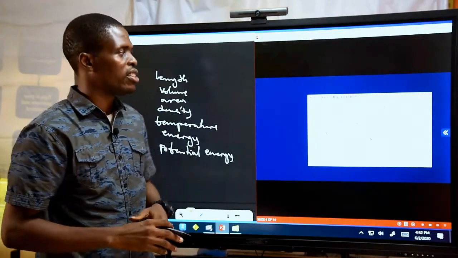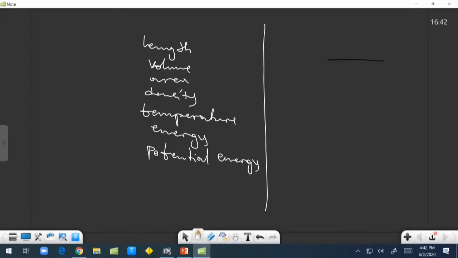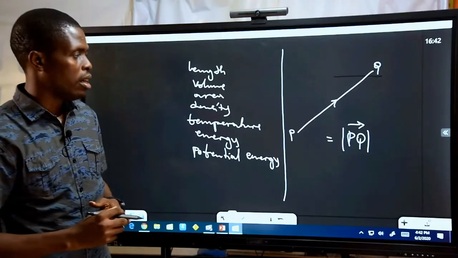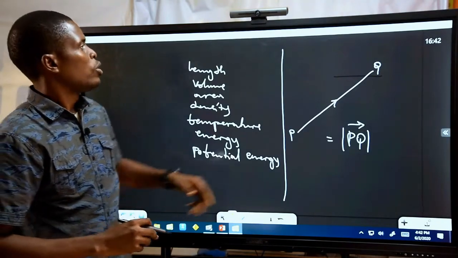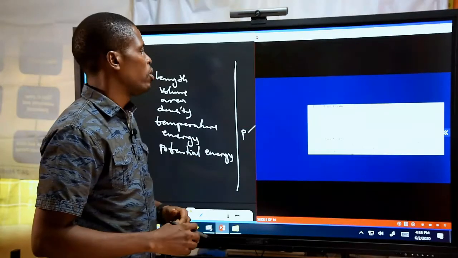A vector quantity is represented by a straight line segment, as you can see in the diagram. When you have a diagram of this nature, we have a vector PQ. A straight line segment can represent a vector, and this vector can be given as PQ, represented with direction. That is how to represent it mathematically. Okay? So a vector represented in that form, as we have seen on the slide on the board, we can draw the line segment from P to Q. That is a typical vector representation.